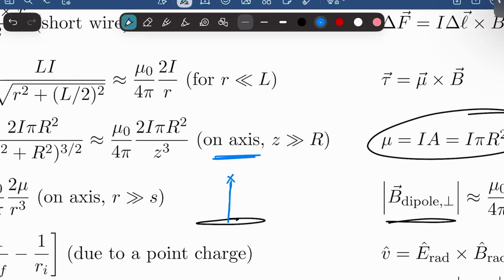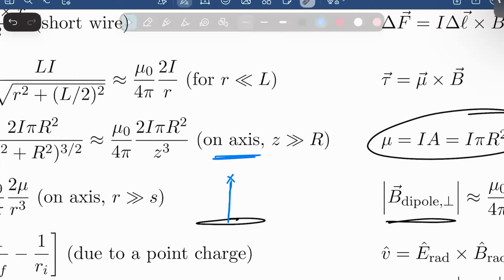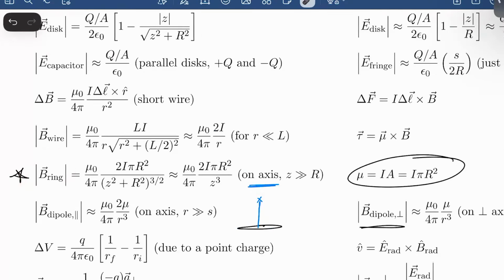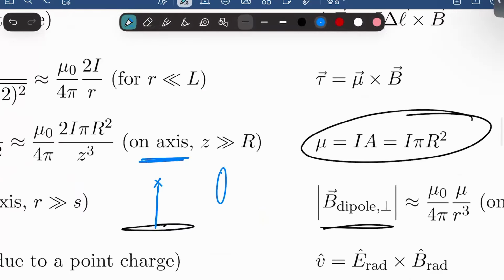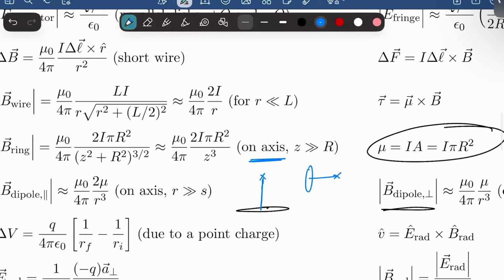So the circle is in the XY plane, it's lying flat on whatever surface. The observation location has to be perpendicular to the center of the circle. That's when you can use the B ring formula. Or your circle was oriented like this, and your observation location was out here, perpendicular to the center of the circle.